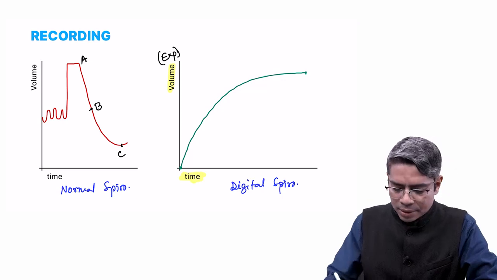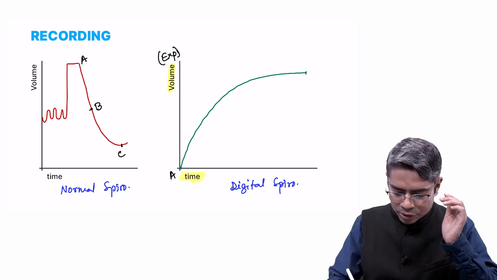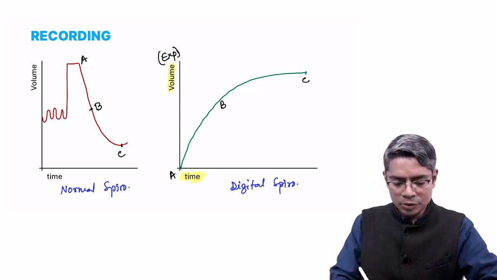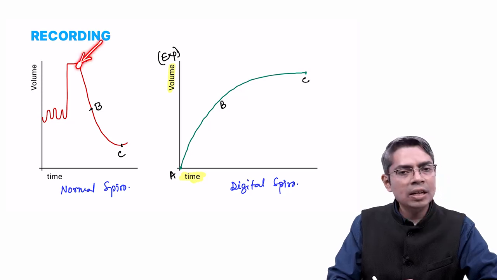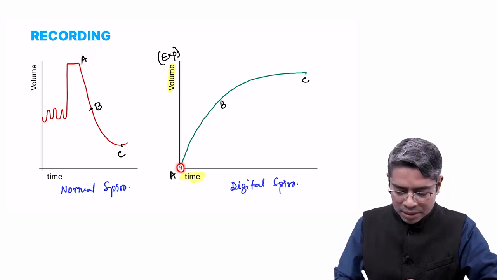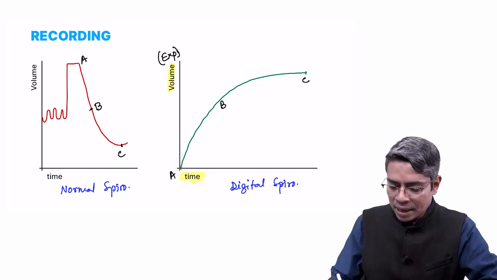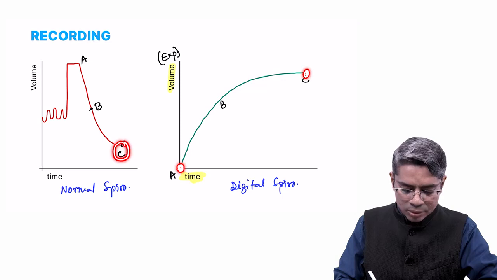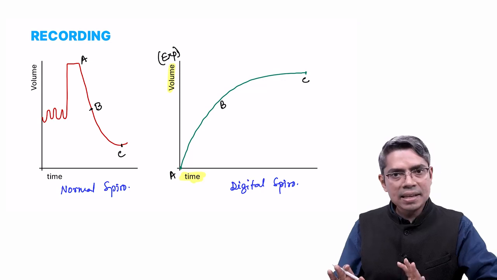So in this digital spirometer, if I put these A, B and C points, this will be A point, this will be more or less B point, and this is the end point, that is the C point. So please try to compare that. If this is the beginning point of the expiration in the normal spirometer, then this is the beginning point of expiration in the digital spirometer, and C is the ending point of expiration in the digital spirometer, and here also C is the ending point of expiration. So the x-axis is time.